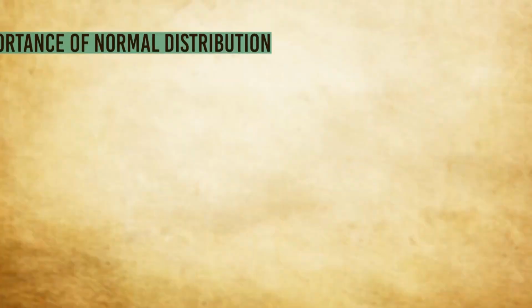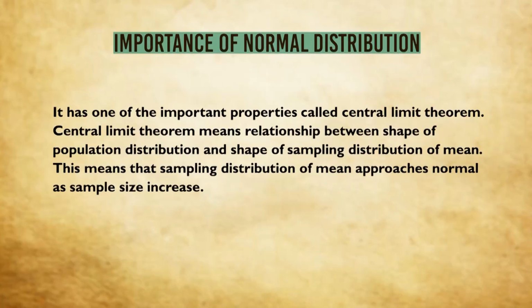Now, what is the importance of normal distribution? The importance of normal distribution primarily lies in the central limit theorem. What is the central limit theorem? That means when the sample size is large enough, then the sample characteristics will follow a normal distribution around the corresponding population characteristics.